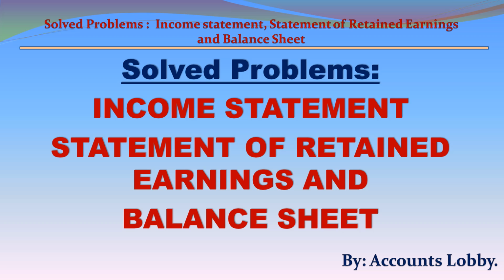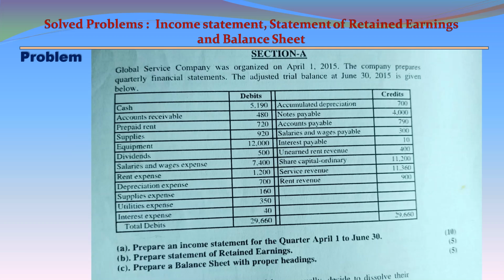Solved problems. Income statement, statement of retained earnings, and balance sheet. Problem. Global Service Company was organized on April 1, 2015. The company prepared quarterly financial statements. The adjusted trial balance at June 30, 2015 is given below.